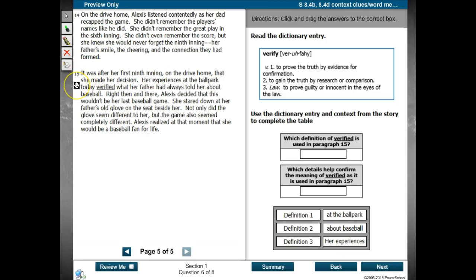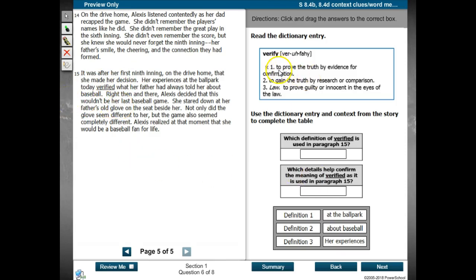So it was after her first 9th inning on the drive home that she made her decision. Her experiences at the ballpark today verified what her father had always told her about baseball. Right then and there, Alex decided that this wouldn't be her last game.